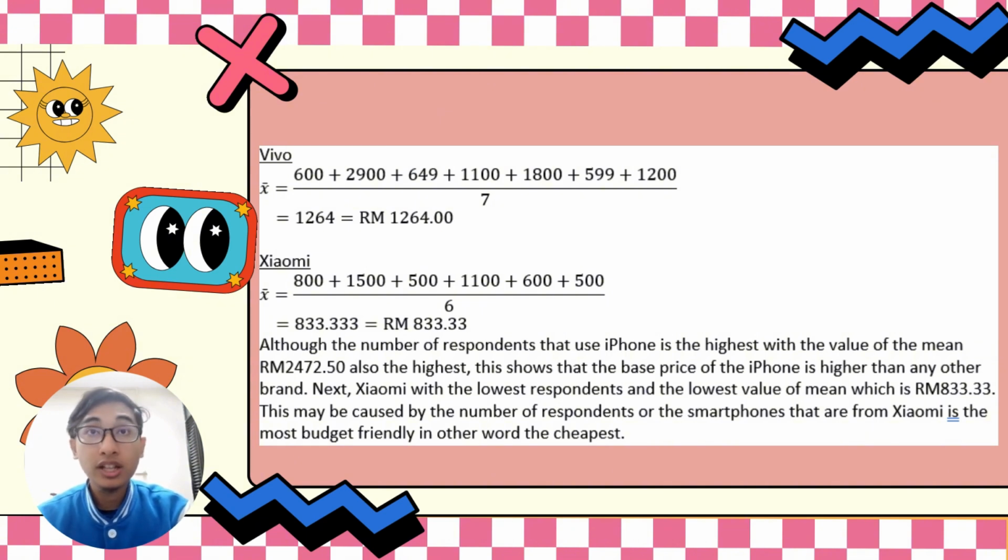Although the number of respondents that use iPhone is the highest, the value of the mean is also the highest, with 2,473 ringgit and 50 cents. This shows that the base price of the iPhone is higher than any other brand. Next, Xiaomi, with the lowest number of respondents and the lowest mean, which is 833 ringgit and 33 cents. This may be caused by the number of respondents that use that particular smartphone being the lowest, or maybe the smartphone from Xiaomi is the most budget friendly, in other words, the cheapest.